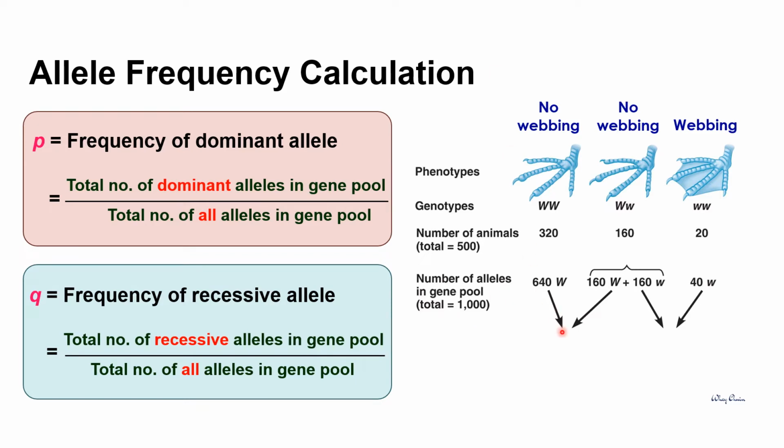The total number of dominant alleles and the total number of recessive alleles can be calculated this way. If students are able to find the total number of dominant alleles and the total number of recessive alleles, and we substitute the values into the formula, we will get the allele frequency in this outcome.